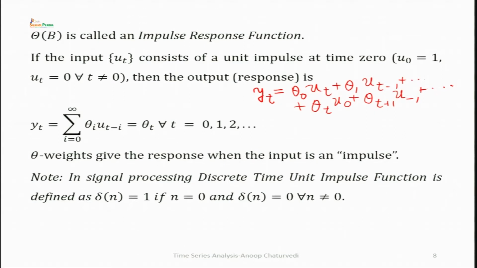Now, u t has a unit impulse at time 0, means u naught is equal to 1, all other u t's are 0. So, if in this relation we take u naught equal to 1 and all other u t's as 0, then what you get? You get y t equal to theta t. So, these theta weights give the response when the input is an impulse. Actually, in signal processing, the discrete time unit impulse function is defined as delta n equal to 1 if n is equal to 0 and delta n is equal to 0 for n not equal to 0.